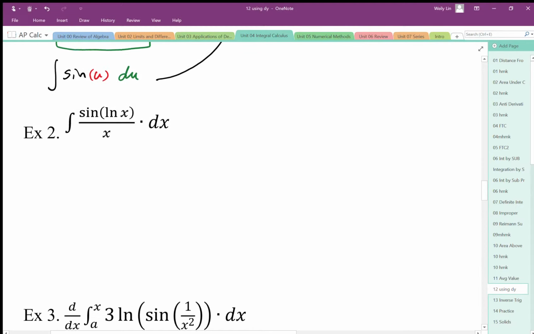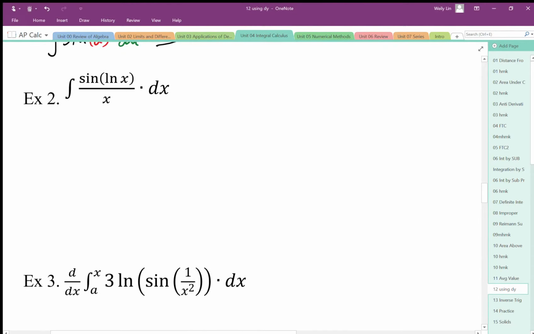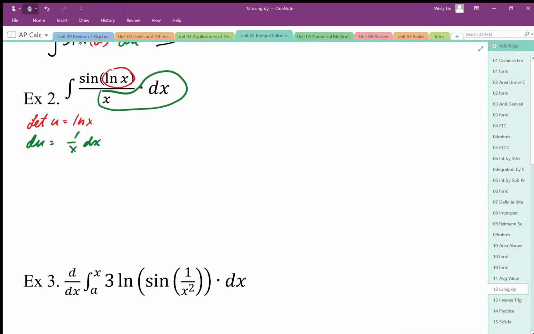Okay, this one here, same thing. We're just integrating this. This is an embedded function. We want to look for an inside function whose derivative is equal to the outside. In this case, my du is going to be equal to 1 over x dx. That derivative takes care of the remaining outside. So when I do my substitution, I end up with sine of u.